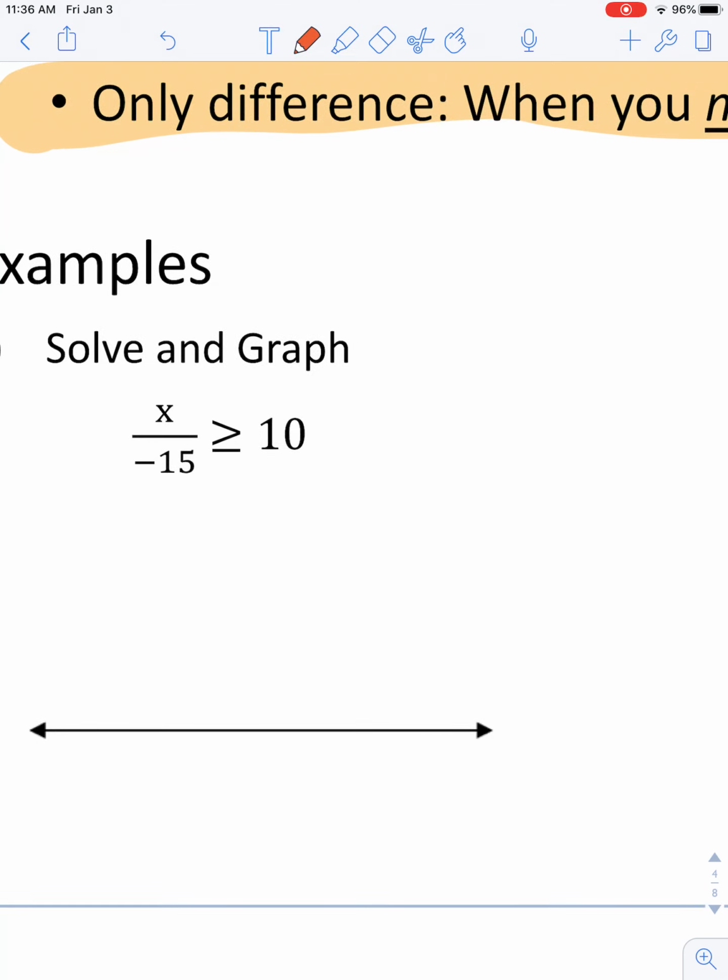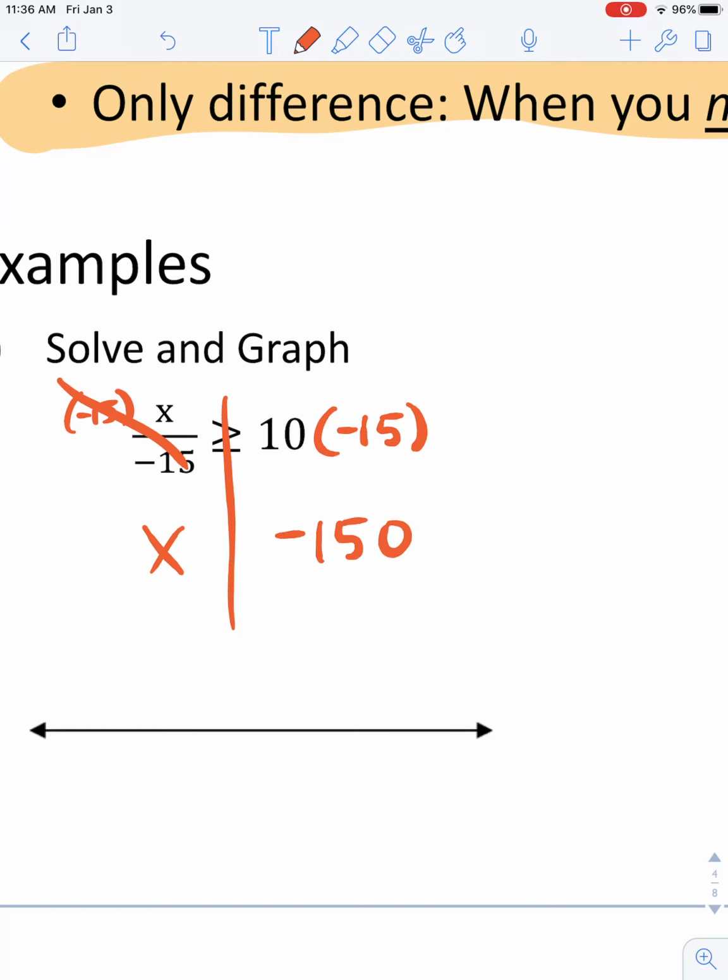So here's an example where we're actually going to multiply. I'm going to multiply both sides by negative 15 to get rid of that negative 15. I do it to one side, I do it to the other side. Okay? So x is alone over here. This becomes negative 150. That's what 10 times negative 15 is. And I just multiplied by a negative. And whenever you do that, you have to flip the inequality. So it went from a greater than to a less than. And that's it. Now we can do it fast, but it's also correct.